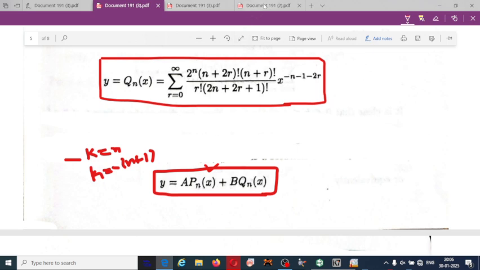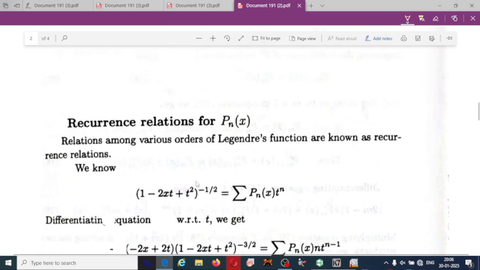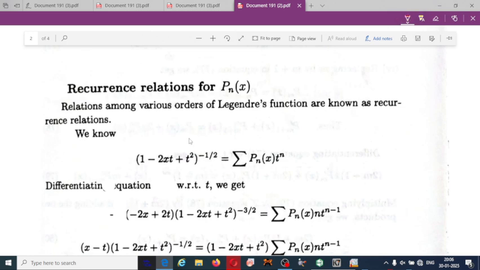Once we get the solution of Legendre's differential equation, we should know the generating function. The generating function of Legendre's function is given by (1 minus 2xt plus t square) to the power minus 1 by 2. This is the generating function of Legendre's function Pn of x. We can obtain Pn of x with the help of this generating function. Generating function means we can generate the Legendre function Pn of x with the help of this equation.